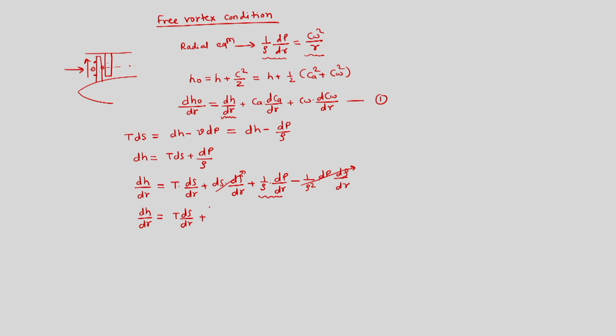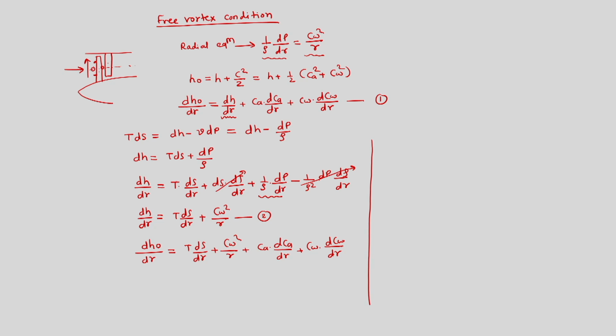But we know that 1 upon rho dP by dr is equal to Cw square by R. So what we get after putting equation 2 in equation 1, we get dH naught by dr is equal to T into ds by dr plus Cw square by R plus Ca into dCa by dr plus Cw into dCw by dr. Now we know that when we are considering a centrifugal compressor, our Ca is taken as constant with respect to R. So this term is negligible in magnitude or 0 for us.